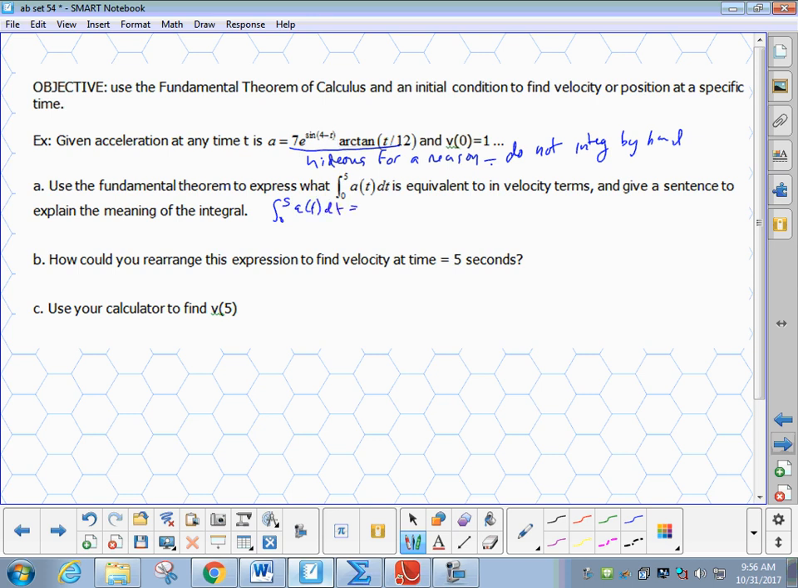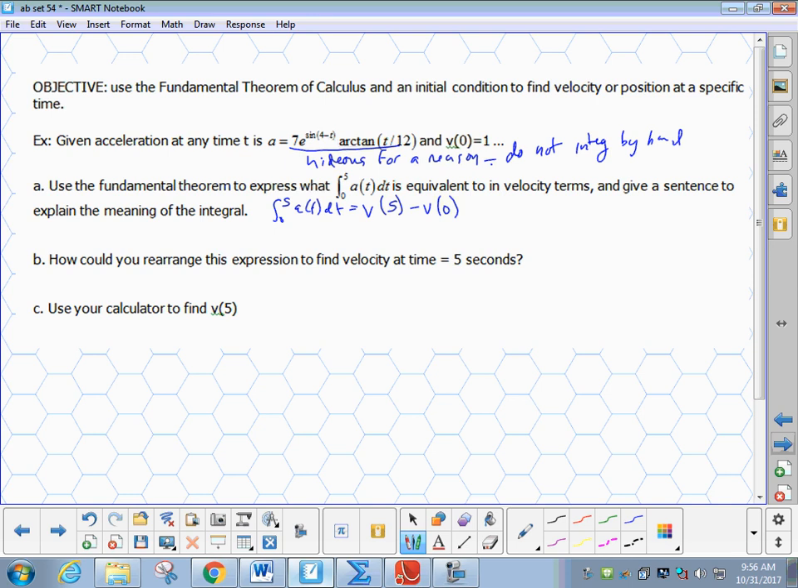So you have a definite integral, you integrate, and you evaluate it upper minus lower, right? When you integrate acceleration, what is it? Or you anti-differentiate. What's the antiderivative of acceleration? Velocity. So this is equivalent to v at 5 minus v at 0. Isn't that the fundamental theorem of calculus?